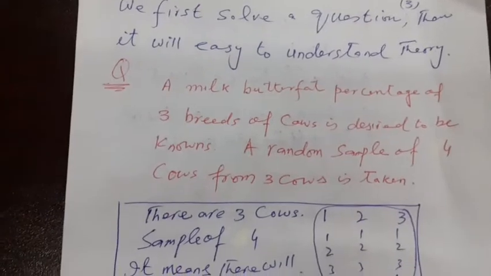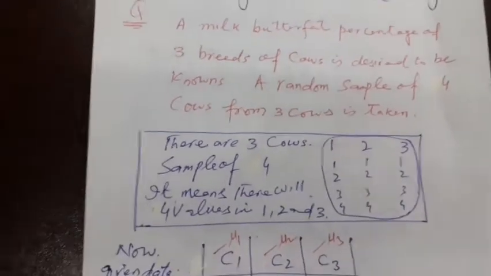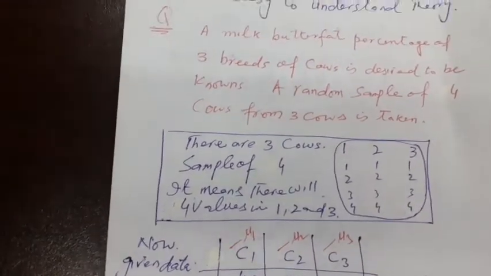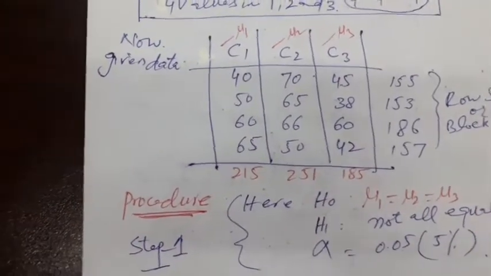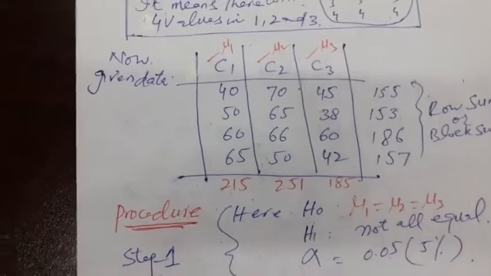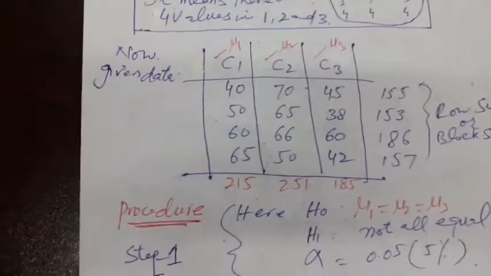Here we have 3 breeds of cow, so we have mu1, mu2, mu3. That will be in H0. H1 is not all are equal. Alpha we can take as 0.05.